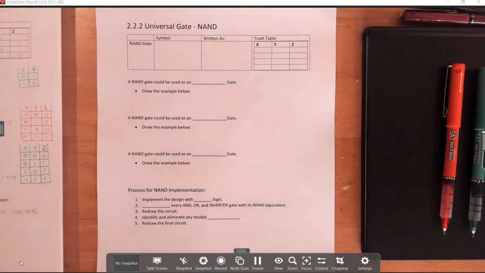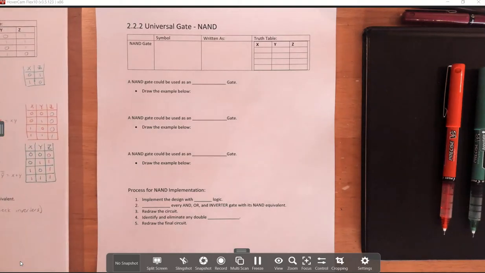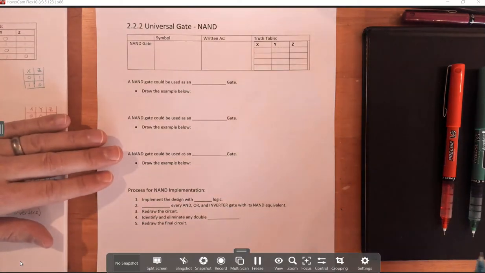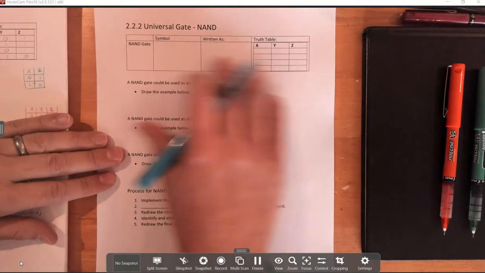Hey, welcome to some notes on universal gates using the NAND gate. So this is our first time covering this concept of a universal gate. Let me start filling this in.